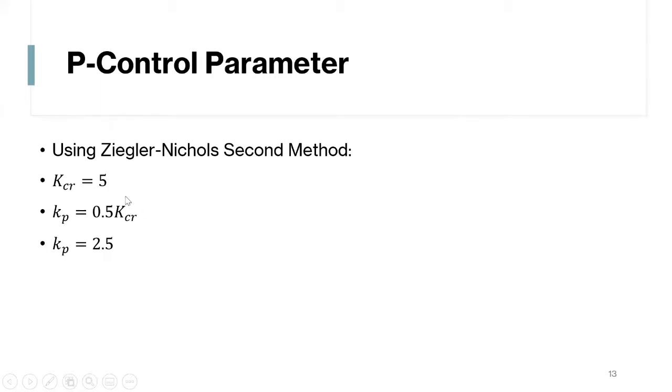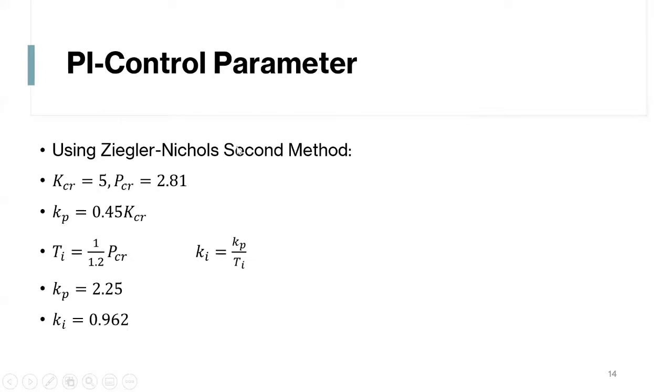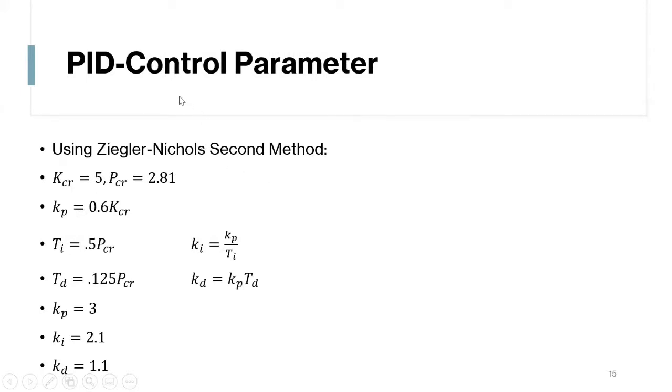We can use the Ziegler-Nichols second method and find our Kp value for our P control parameter. Also using the Ziegler-Nichols second method and the critical period and critical gain, we can find the parameters for the PI control. And for the PID control, we use all of the values before in the Ziegler-Nichols second method, and we found our 3 parameters for the PID control.